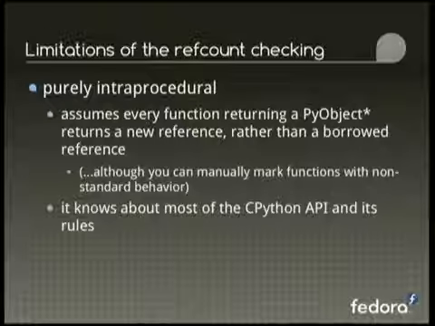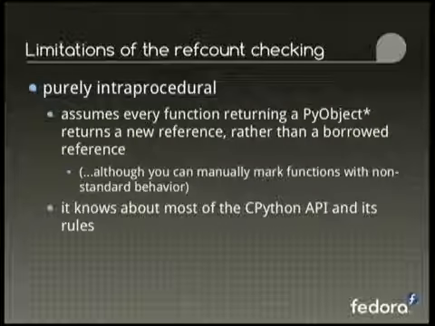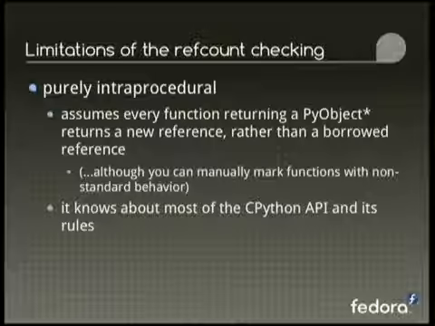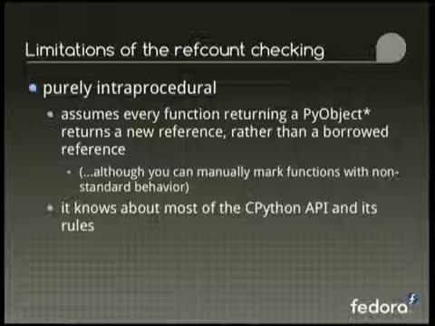Unfortunately, it's not perfect. It only operates on one function at a time, rather than considering the interaction of all the functions in your code, meaning it's an intra-procedural checker rather than an inter-procedural checker. And so it has to make some assumptions about the reference counting behavior of all the functions that, well, it's only considering one at a time. So it assumes that any function that returns a PyObject* is returning you a new reference rather than a borrowed reference. Now, it does support some compiler attributes so that you can mark your functions that return borrowed references, but it would be better if it just figured that out for itself.